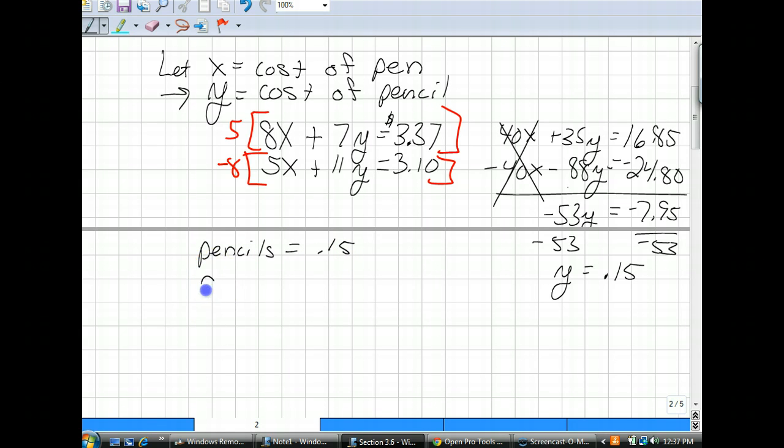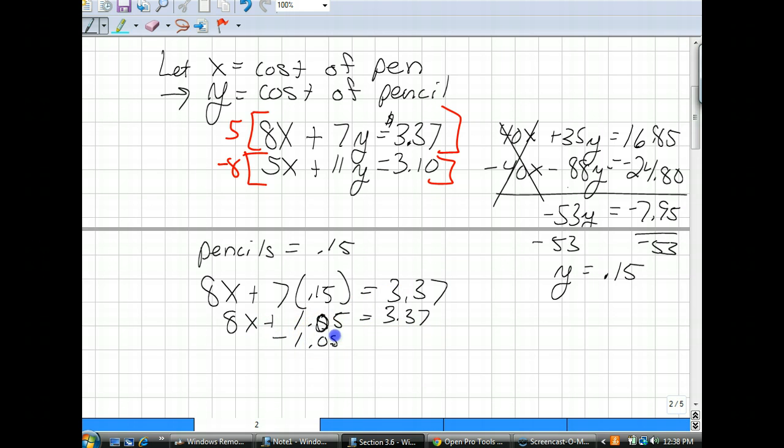So I'm going to use the first equation, 8x plus 7 times 0.15 equals $3.37. And so then I get 8x plus 1.05 equals 3.37. Subtract 1.05 from both sides, and I get 8x equals $2.32. Divide by 8, and we're going to get x equals 0.29 or 29 cents.